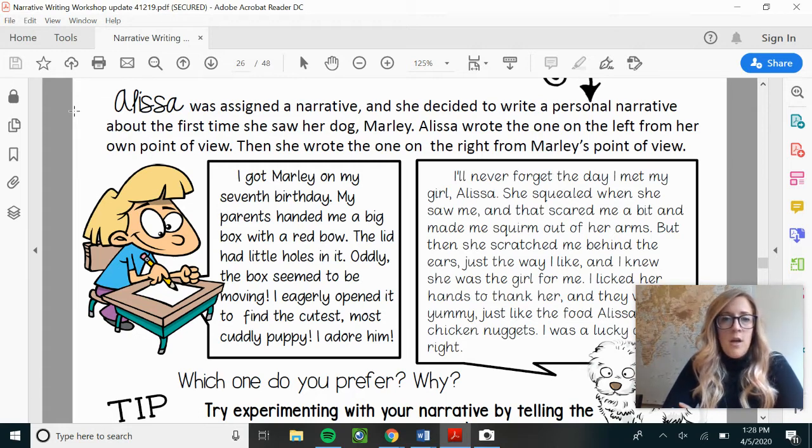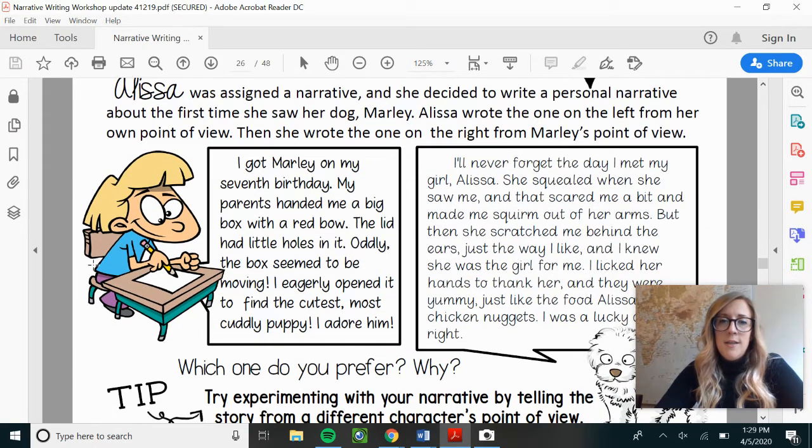I got Marley on my 7th birthday. My parents handed me a big box with a red bow. The lid had little holes in it. Oddly, the box seemed to be moving. I eagerly opened it to find the cutest, most cuddly puppy. I adore him. What are some of the reminders that that is first person point of view? Correct. You see I, my, we, me, right? That tells you.